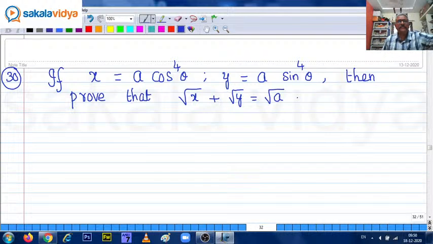So can you solve this question? How many of you can solve this problem? Just chat in the chat box, yes or no.